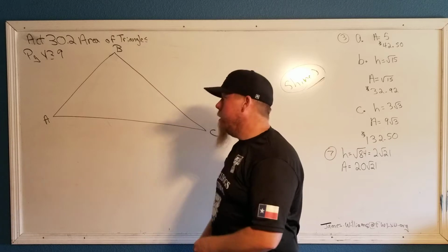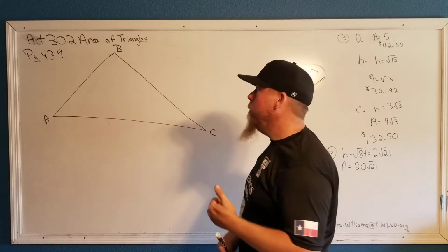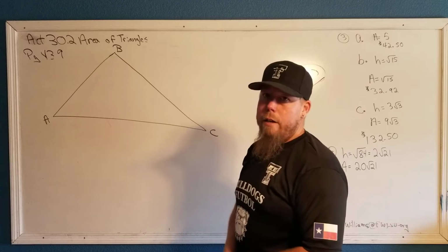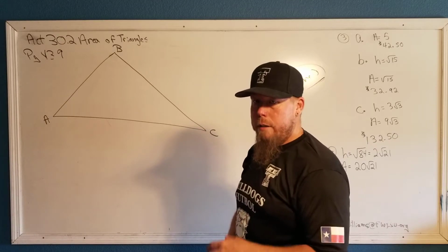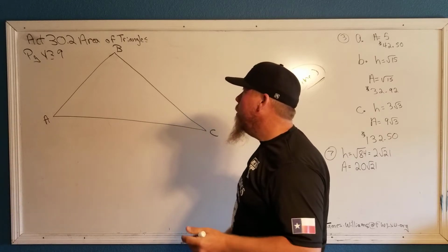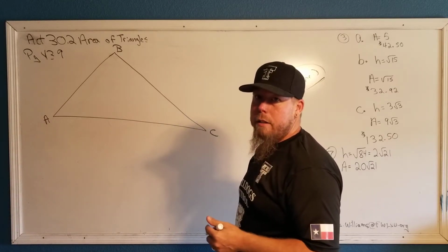What I have here is a generic triangle, and I'm going to show you a way to find the area of that triangle using trigonometry, using sine, cosine, tangent, that kind of idea. In fact, we're going to be using sine, but we're going to do it with the assumption we don't know what the height is.